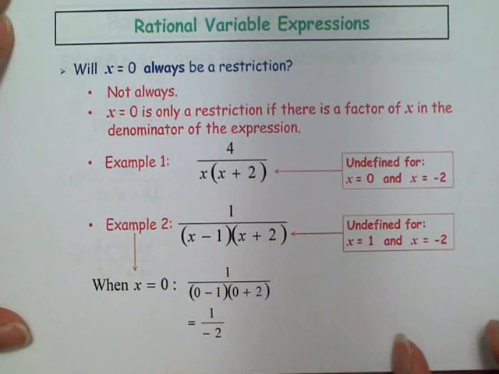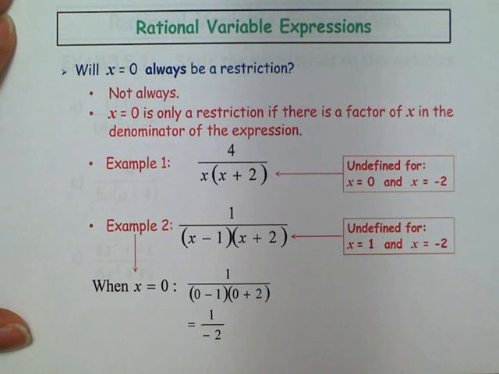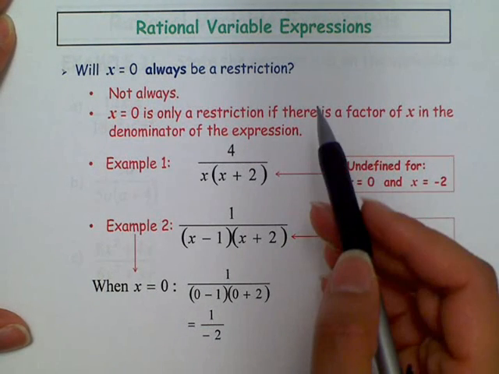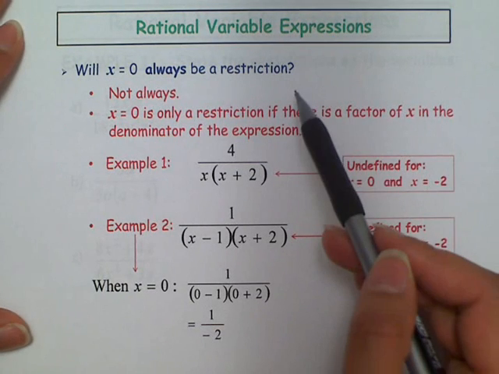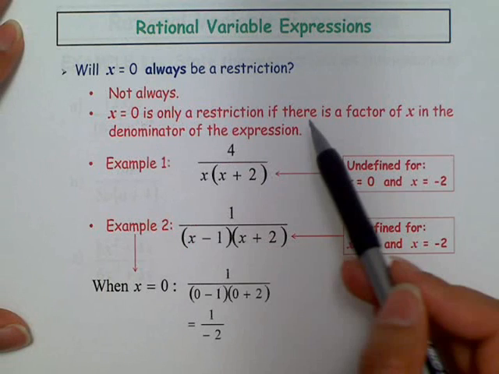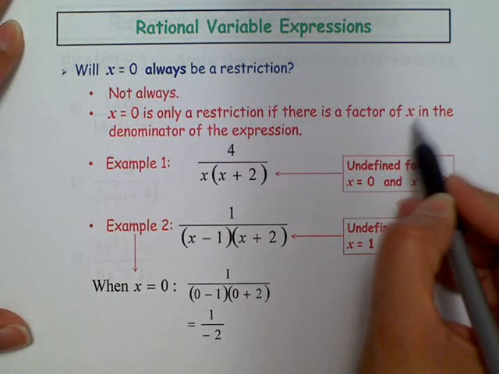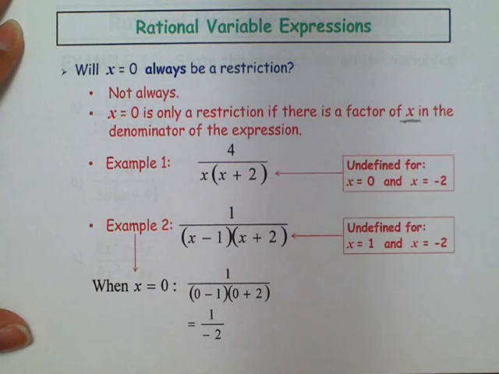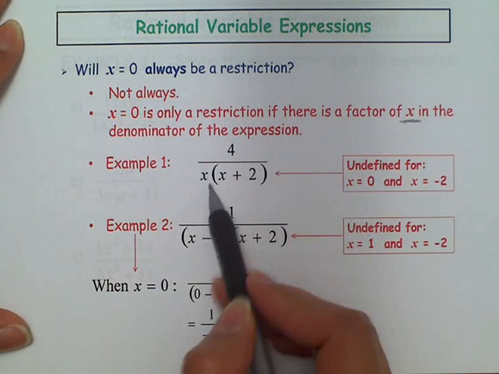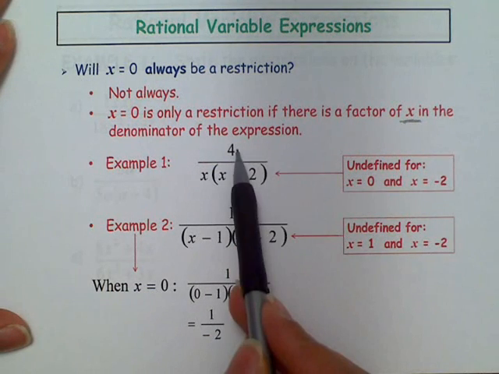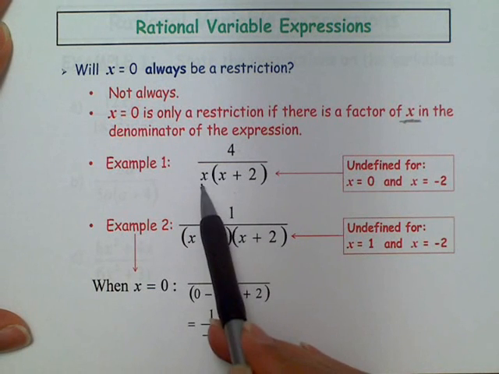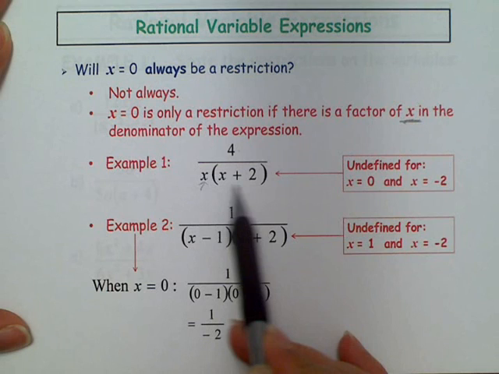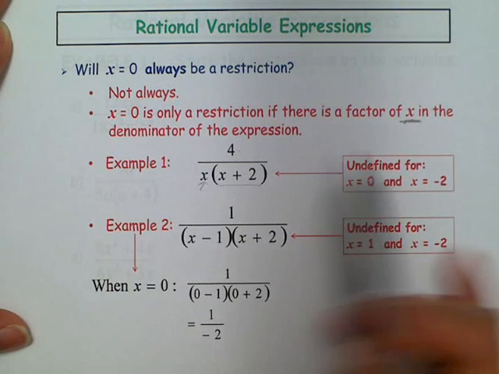Here's another question. Will x equal 0 always be a restriction? A lot of times students typically write x cannot equal 0 as a restriction, but this is not always true. X equals 0 is only a restriction if there is a factor of x in the denominator of the expression. Here's the example that we saw earlier. When you have 4 over x times x plus 2, the two factors that you have are x and x plus 2.